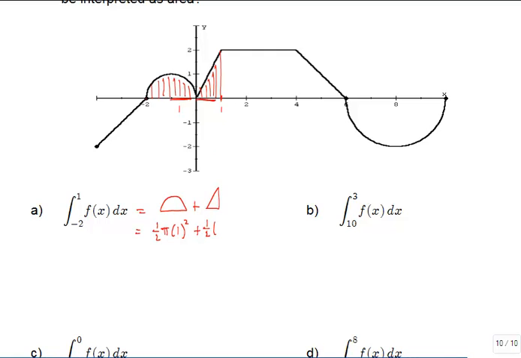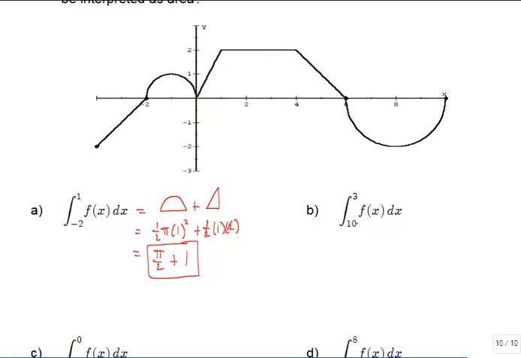My base here is 1. And my height up here is 2. So if I simplify, I'm just going to get pi over 2 for that area of the semicircle, and 1/2 times 2 cancels out to just a 1. So this area is just pi over 2 plus a 1. Okay? All right, now let's do that again.